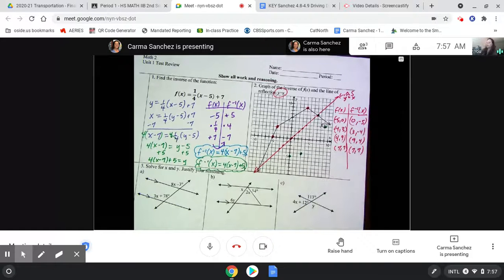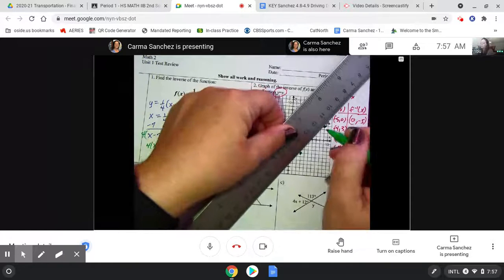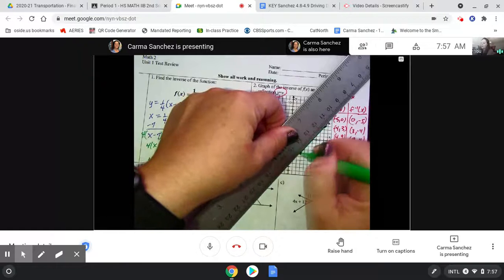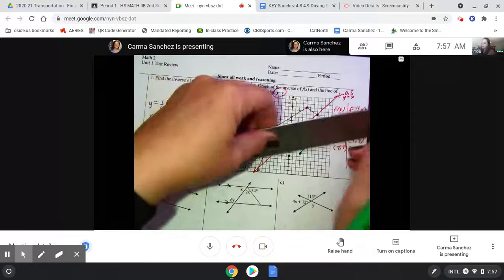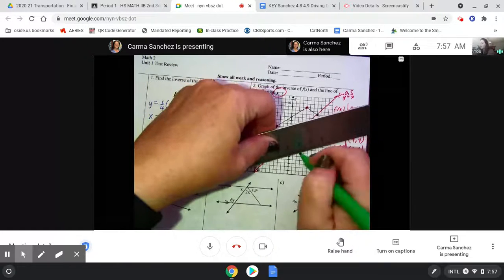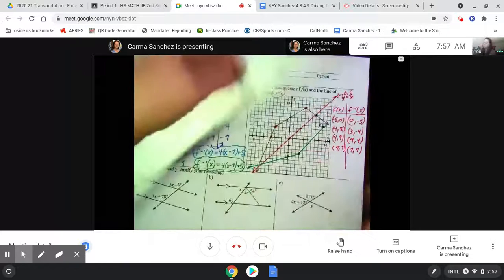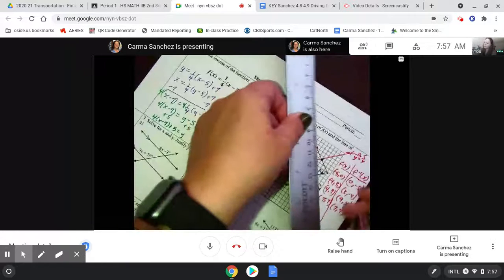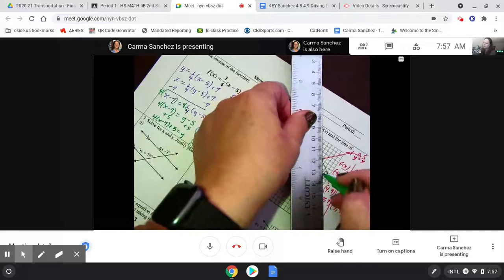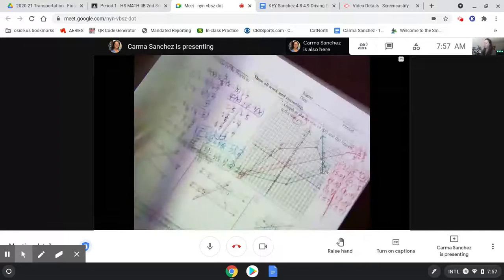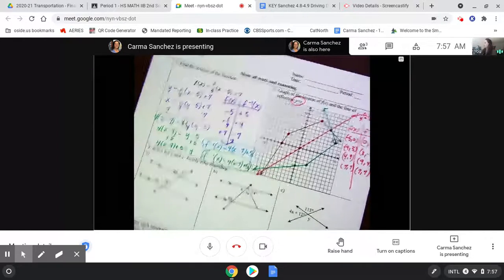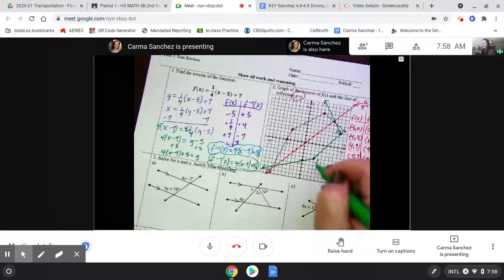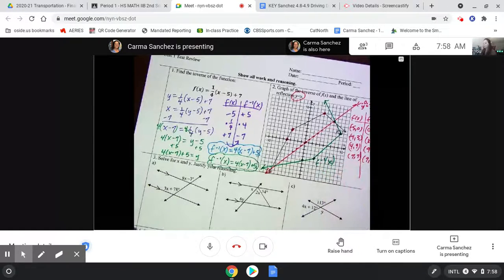Now we're going to connect these. Here's my flat edge. Here's my elbow. Here's my other elbow. Look at how that looks like an exact reflection. Label it f of -1 of x.